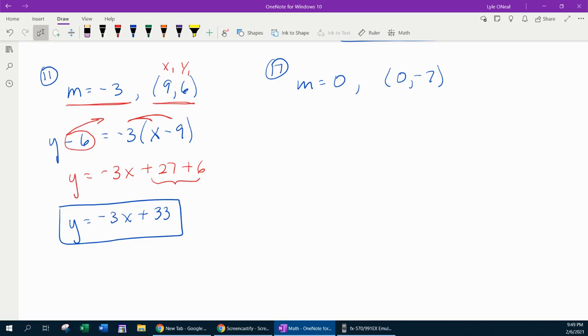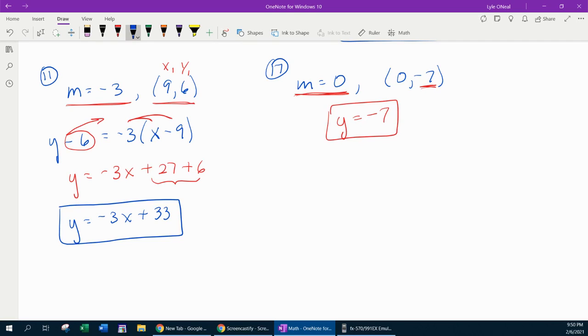Okay, for our next example, number 17, this one's going to be a little tricky because notice the slope they've given is 0. If the slope is 0, that means your line is horizontal, and the equation of any horizontal line is always y with no x. So this is going to be y equals whatever the y coordinate is. And believe it or not, that's done. That one is super easy.